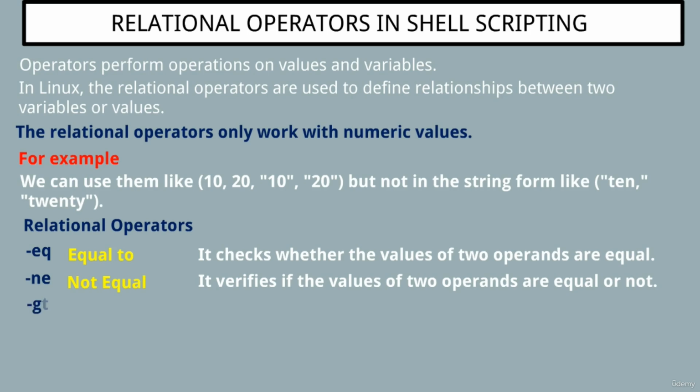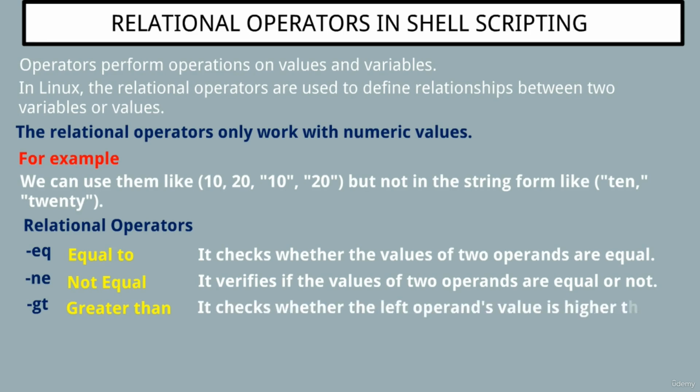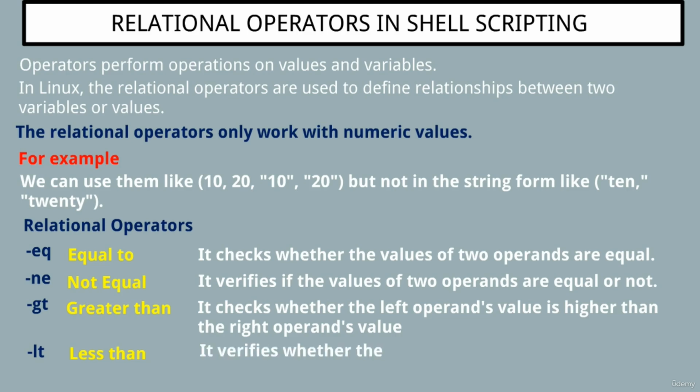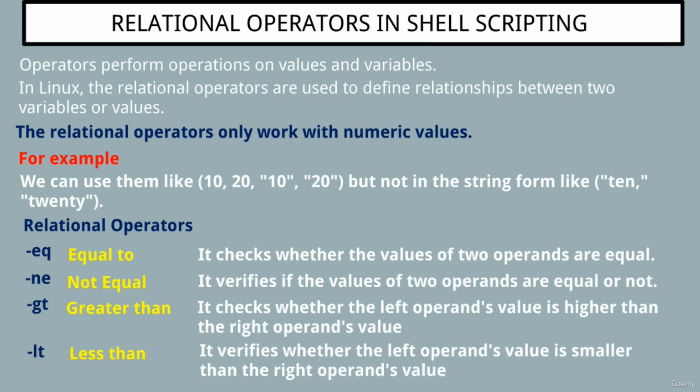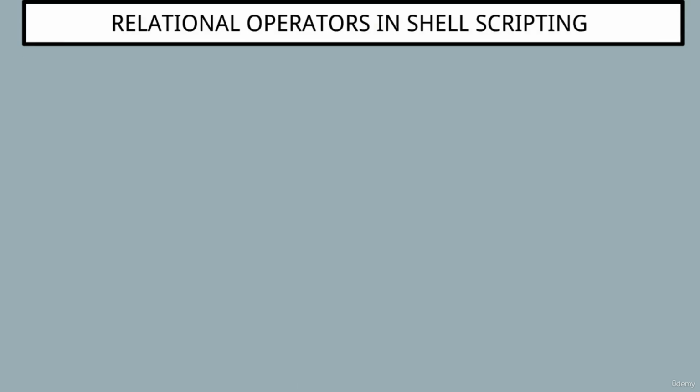Next is -gt, which means greater than. It checks whether the left operand's value is higher than the right operand's value. If so, the condition is true. Next is -lt, which means less than. It works same as -gt, but in the opposite way. It verifies whether the left operand's value is smaller than the right operand's value. If so, the condition is true.